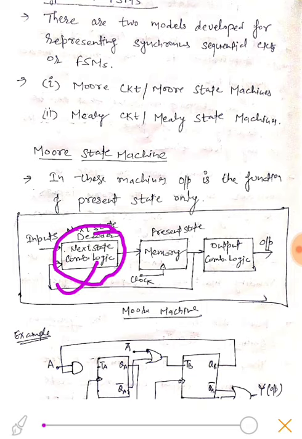Okay, also we have the output combinational logic. In a Moore circuit, the output depends on the present state only and not on the inputs. So it will be a combinational logic that is depending on the present state. And the third part is the memory, which stores the state. So this is a diagram of a Moore state machine.